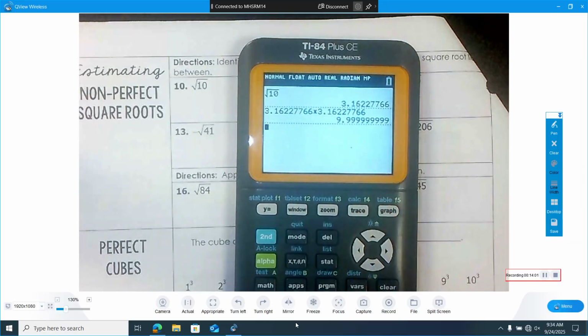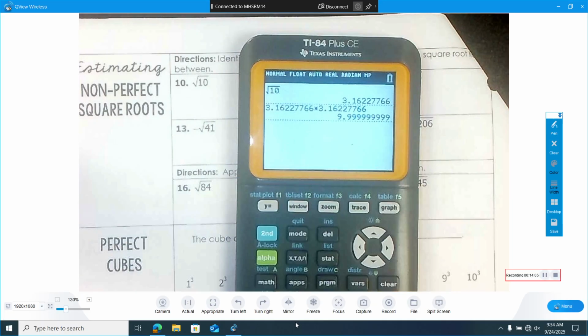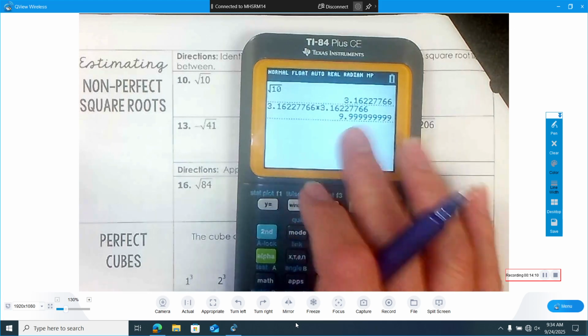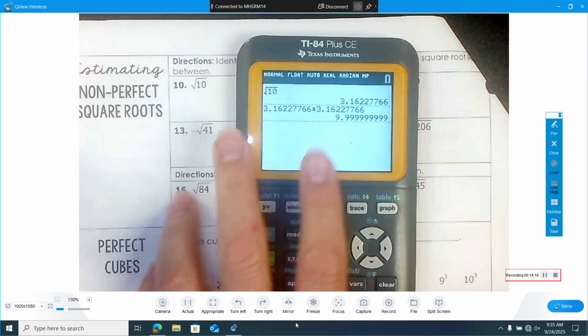But that's kind of interesting that we get a number very close to 10 when we take that decimal and multiply it by itself. We get that 10 nearly back. Certainly that's close enough, yeah? 9.999999999999999. That's really just 10. That's called round-off error.